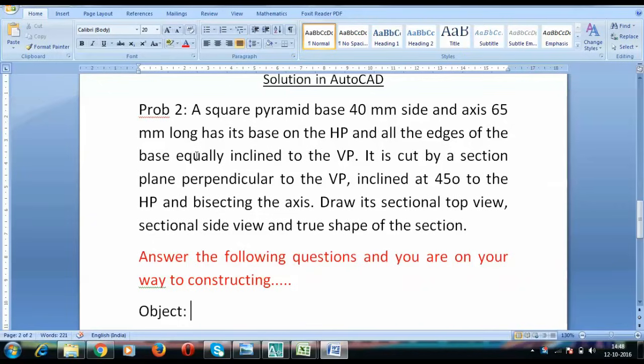This is going to be problem number 2 in the section of solids, and it goes like this. A square pyramid, base 40 mm side and axis 65 mm long, has its base on the HP and all the edges of the base equally inclined to the VP. It is cut by a section plane perpendicular to the VP, inclined at 45 degrees to the HP and bisecting the axis. Draw its sectional top view, sectional side view and true shape of the section.